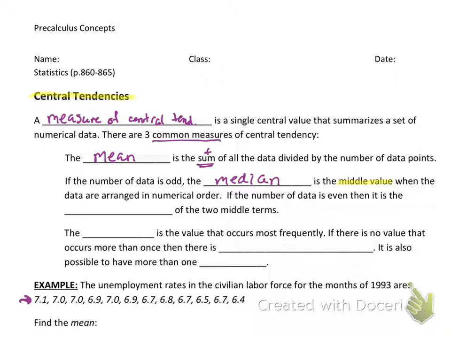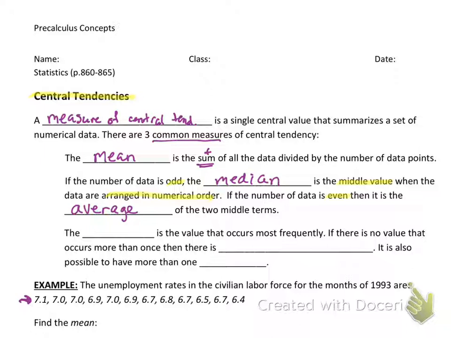The key here is it has to be arranged in numerical order. You can't just assume it's listed in numerical order. You must put in numerical order and then find the middle number, okay? If it's odd, it will be just one number. However, if the data set is even, it's going to be the average of the 2. Average is another word that just means mean. Okay, so you're going to add those 2 middle terms together and divide in half.